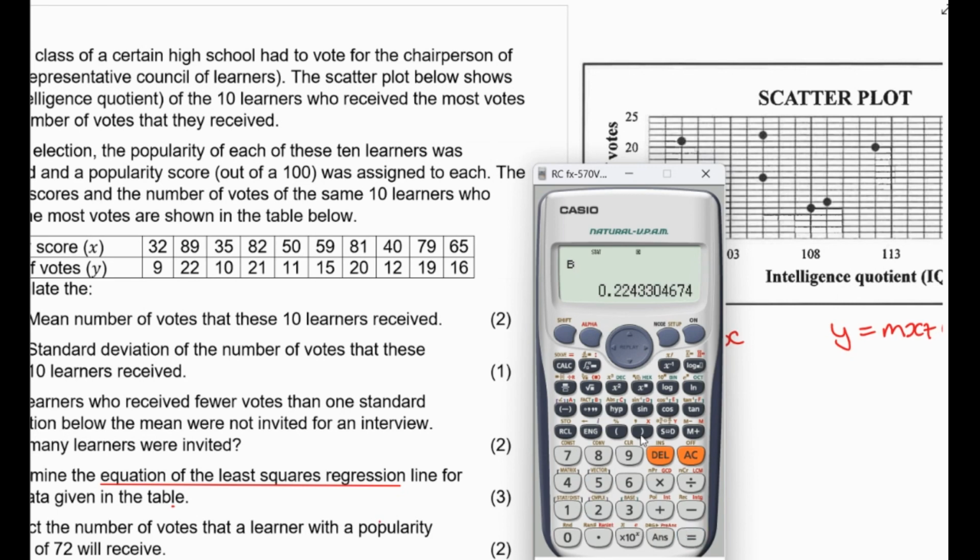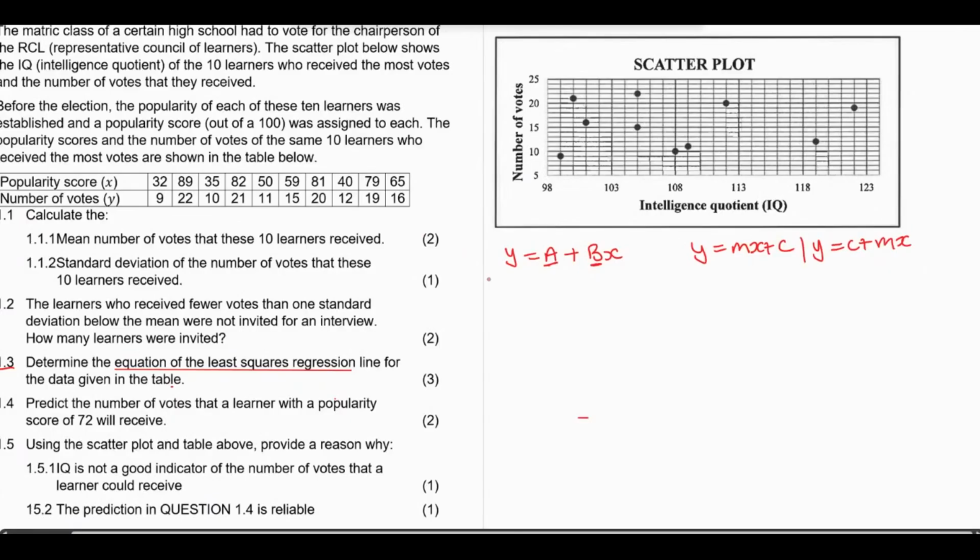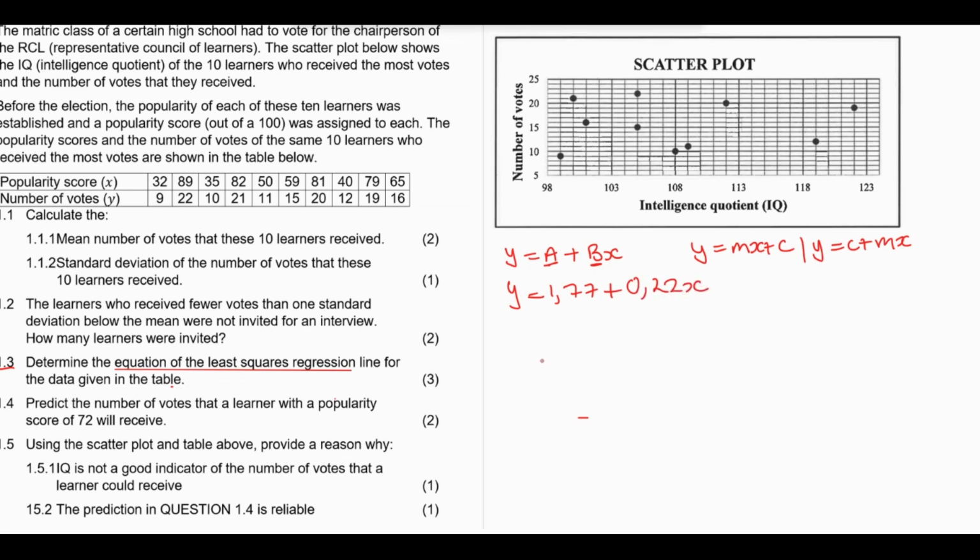See, 0,224331 goes on like that. So to 2 decimal places, this is 0,22. Okay, so now we have the values of a and b, right? So the equation of the regression line would be y is equal to a, we said a is 1,77, plus b, we said b is 0,22x. Okay, this is the equation of the regression line.